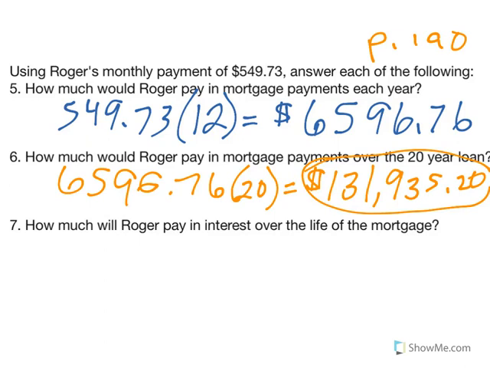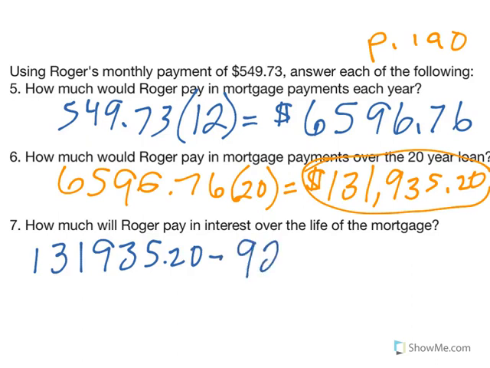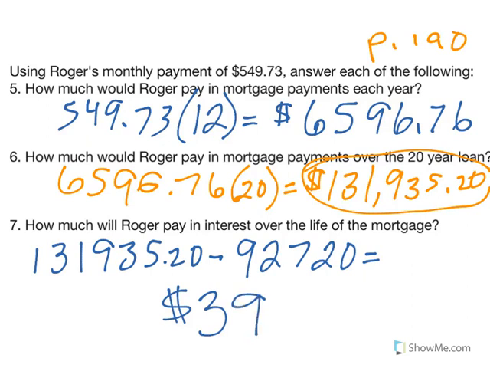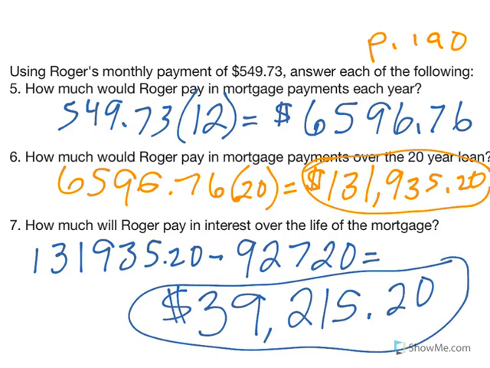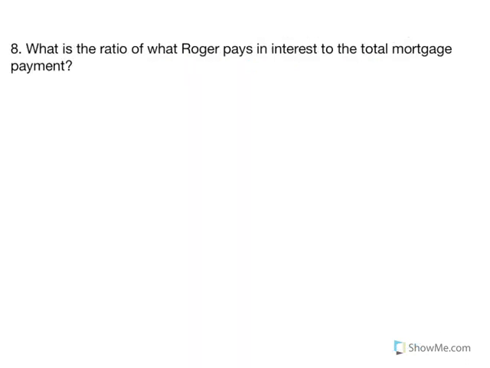Now, how much of that is interest? Well, if that's the total that he paid back, let's take away the amount that he borrowed, which was $92,720, because the difference between the amount that he borrowed and the amount that he paid, that's the actual interest. So we know that Roger paid $39,215.20 in interest. That's a lot. I could buy a lot of shoes with that money, right?